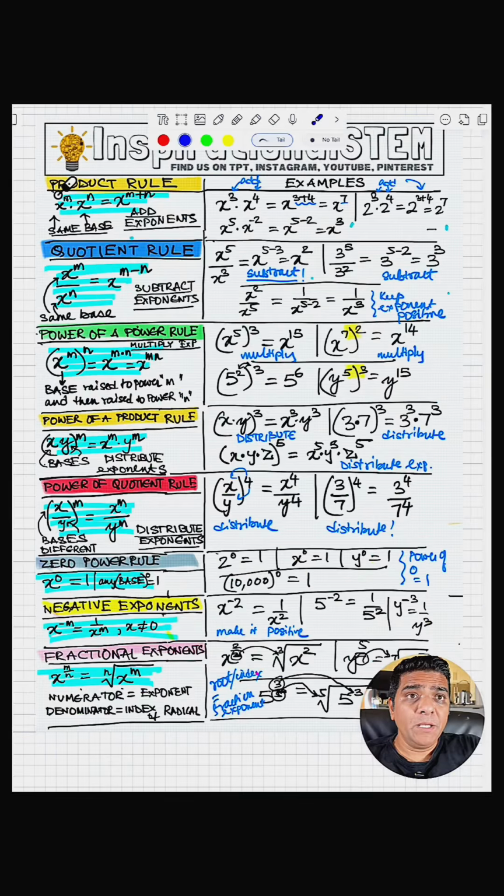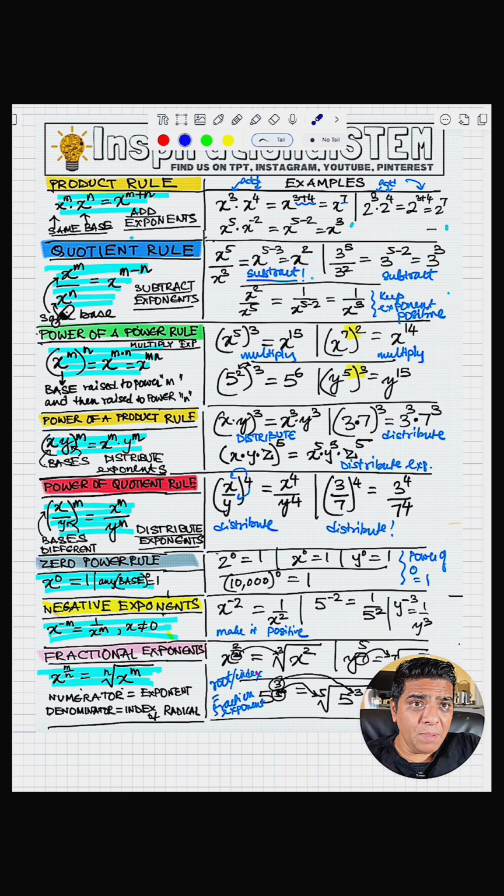The first one, the major one, is the product rule. So essentially when you have the same base, x, and the exponents are different, m and n, what you're going to do is you're going to add them together. So as an example, x cubed times x to the power of 4, you're going to add the 3 and the 4 together, so you get x to the 7th. Okay, if you have a negative exponent, you just subtract it. All right, done. Next is the quotient rule.